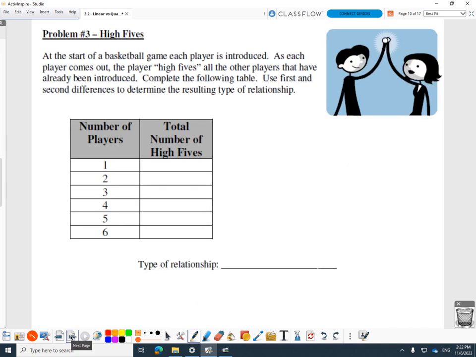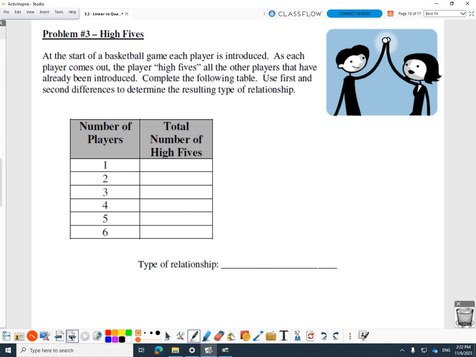Are you ready? At the start of a basketball game, each player is introduced. As each player comes out, the player high fives all the other players that have been introduced. Complete the following table. Use first differences. Oh, we'll do that first. We need a table first.